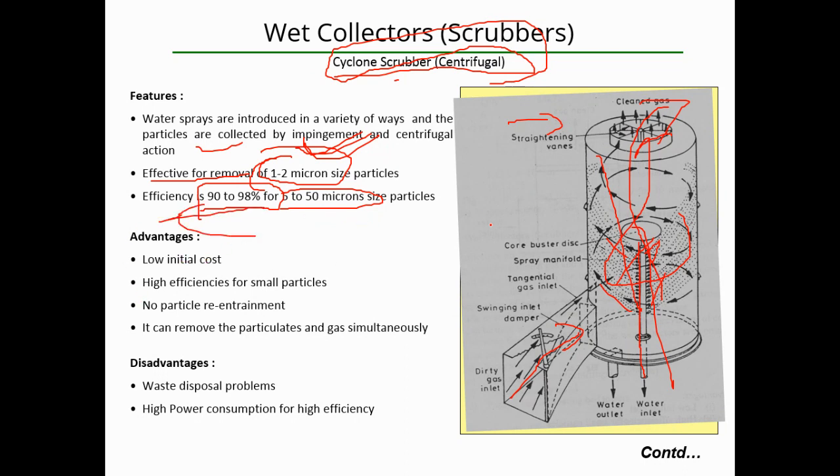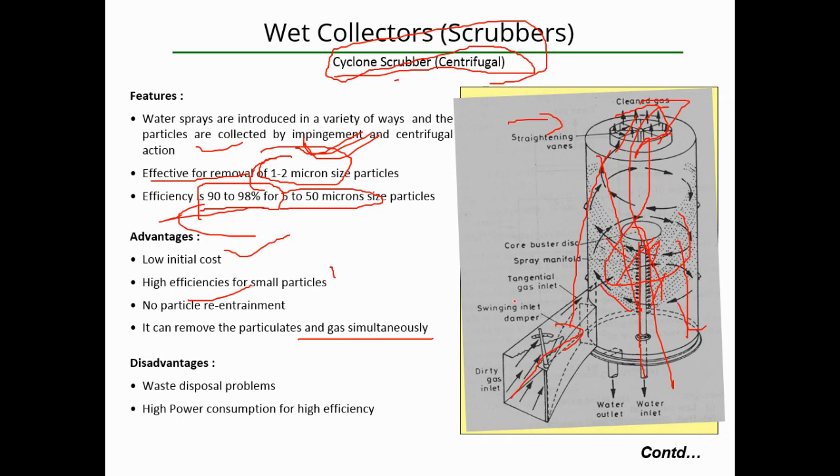What are the advantages? The installation cost is low, the initial cost is low, and there is higher efficiency for small particles. In the cyclone separator there is lower efficiency, but in the cyclone scrubber the efficiency is high compared to the cyclone separator. There is no particulate re-entrainment, which means particles never exit with the clean gas. Maximum clean gas comes out from the dirty gas, and maximum particulates are collected in the downside hopper. Particulates and gas can be removed simultaneously.